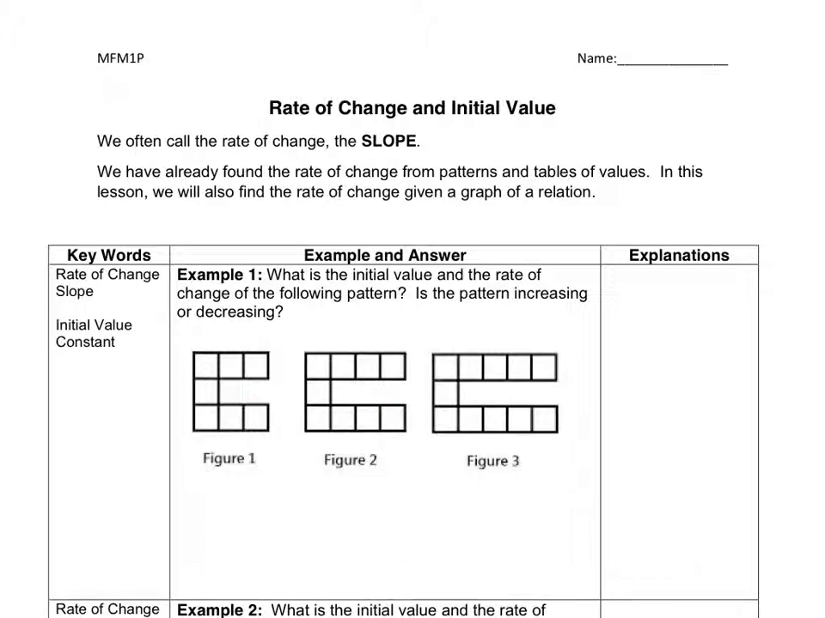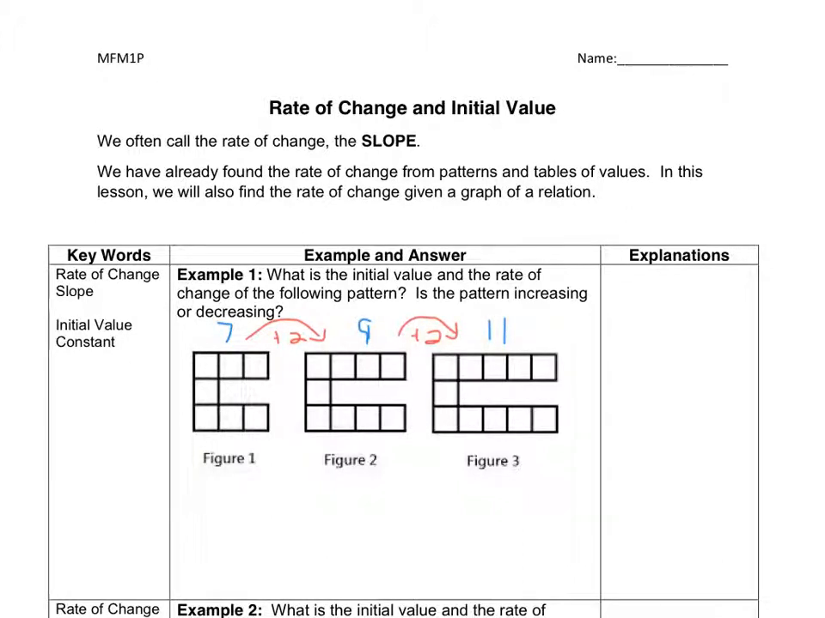In the first 2 examples here, in example 1 and example 2, we are given a pattern drawn for us. Figure 1, figure 2, and figure 3. So I'm going to just quickly count how many blocks I have. So I have 7 here, I have 9, and then I have 11. So to find the rate of change, I just see how many blocks I'm adding each time. So I'm adding 2, and then I'm adding 2.